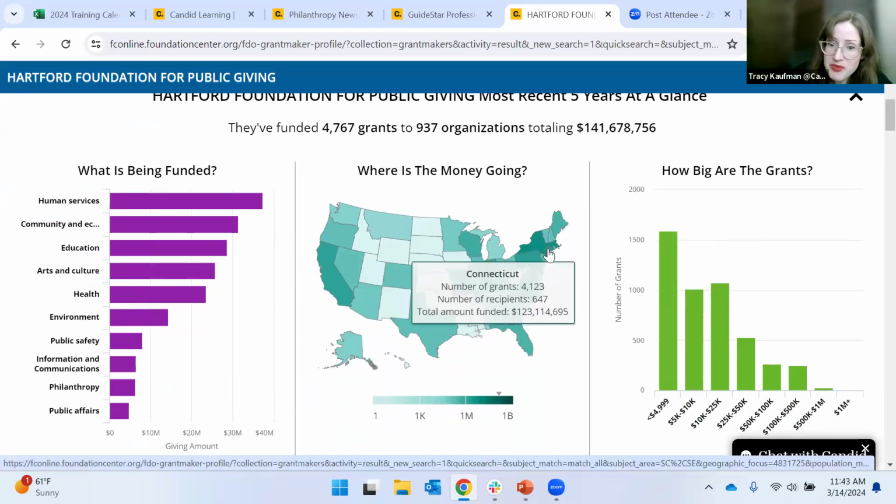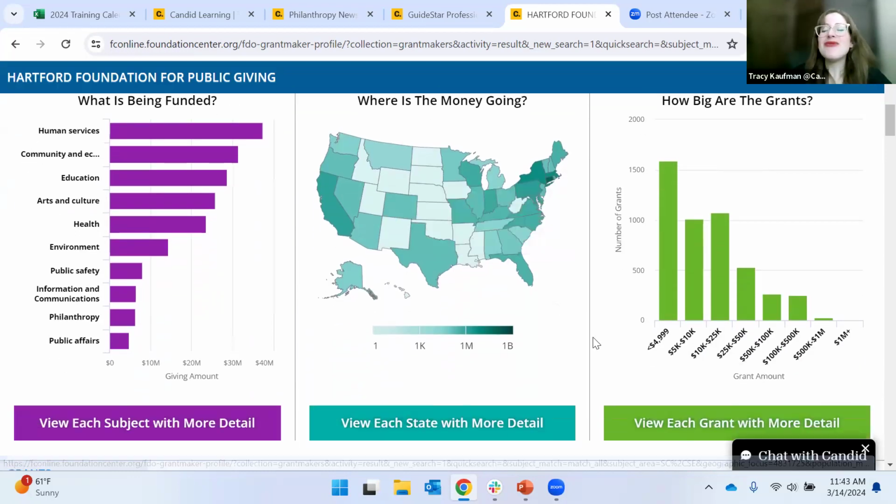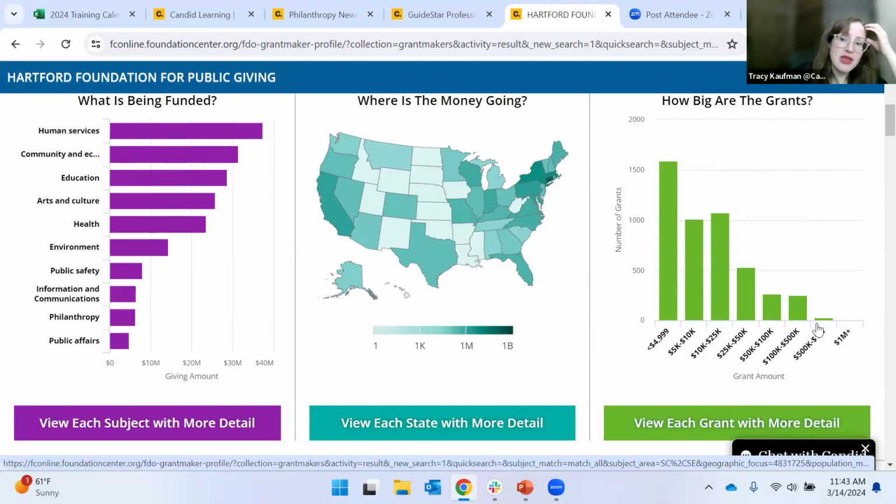You can also see where they are giving the most. I mean, it's Hartford, so there's a lot of Connecticut funding here. And if anyone is doing work overseas, you can click this big button under the US map to switch it to a world map if you want. So you can see, do they fund outside of the US? Also, how big are the grants? You can take a look at the typical grant sizes that they give out and how well that aligns with what you are looking for. Because there's a big difference between asking for $5,000 or $50,000 or $500,000.